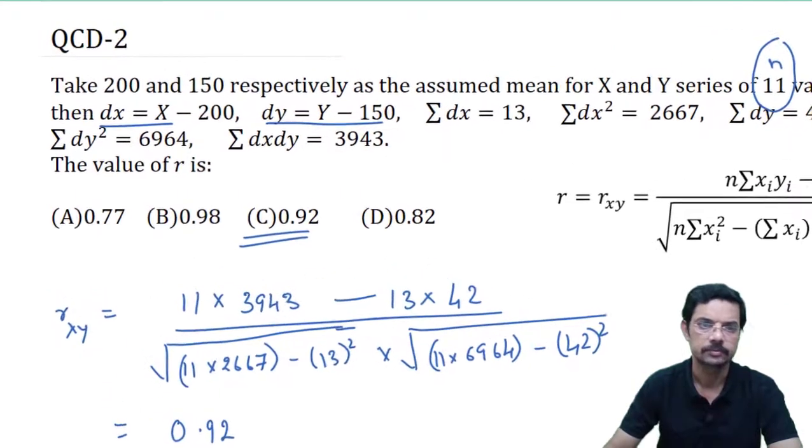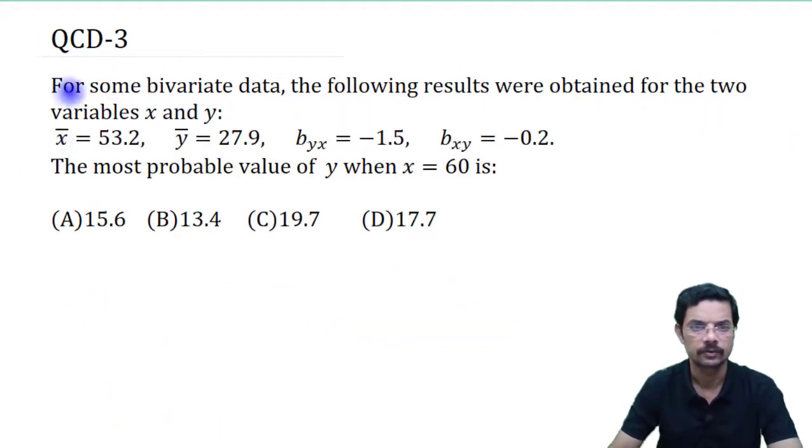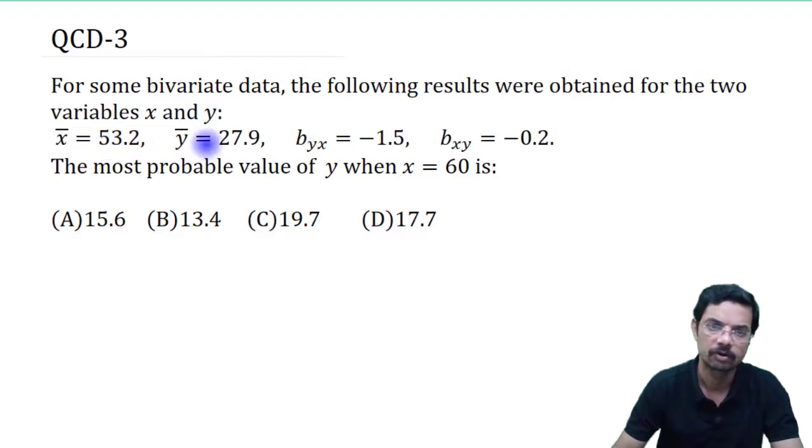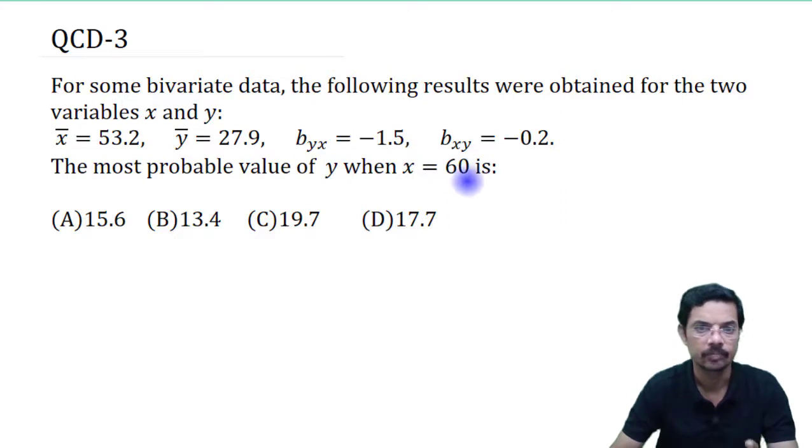Next question is question number 3. For some bivariate data, the following results were obtained for the two variables x and y. So we have x bar, y bar, and byx. This is the regression coefficient, so this is a regression type of problem. Here we have the mean of x, mean of y, the regression coefficient of y on x and the regression coefficient of x on y. And we are supposed to find the most probable value of y when x equals 60.